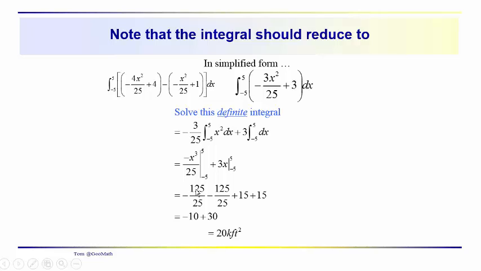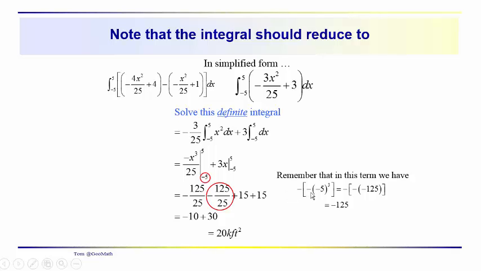That's a negative 125 over 25, which is 5. And then we have minus a minus 5 cubed. So now you should get minus 5, plus 15, plus 15, or 20 kilofeet squared for the area.